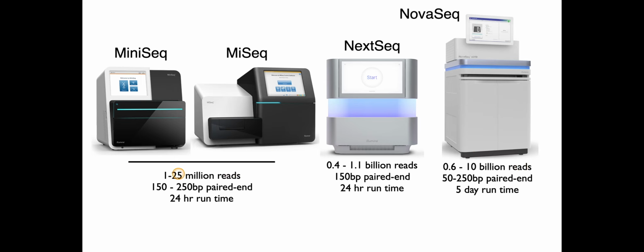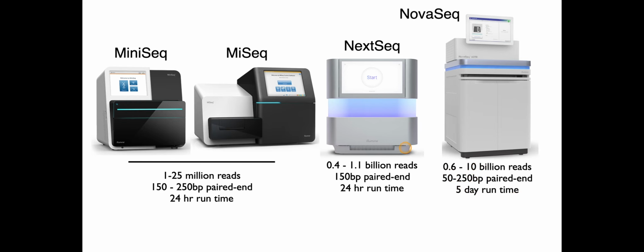On this end of the spectrum, we have generating on the order of dozens of millions of reads, 1 to 25 million, short reads, upwards of 150 to 250 base pairs, and the whole sequencing run is done in 24 hours. On the other end of the spectrum, the NovaSeq just generates a tremendous amount of data, up to 10 billion reads. Again, only up to about 250 base pairs, but it takes much longer to run.